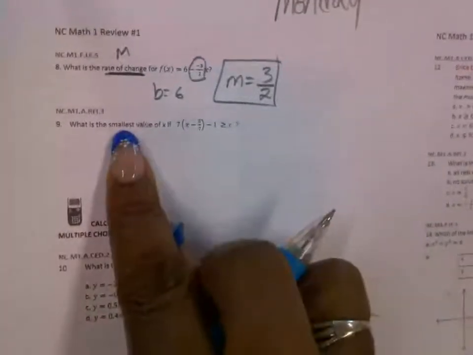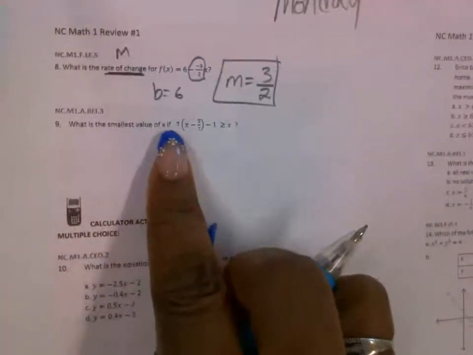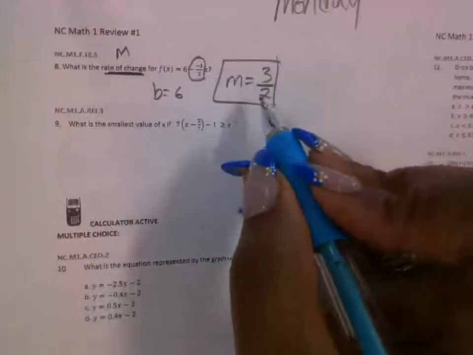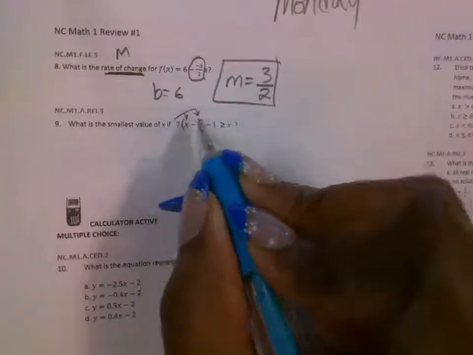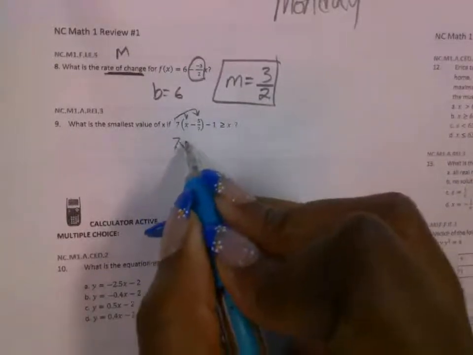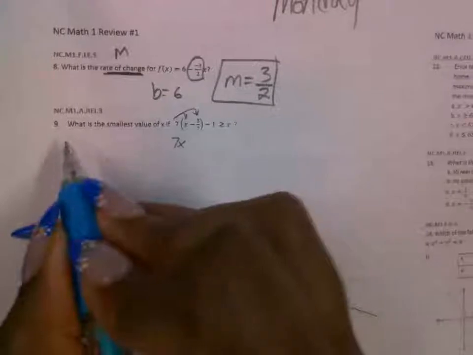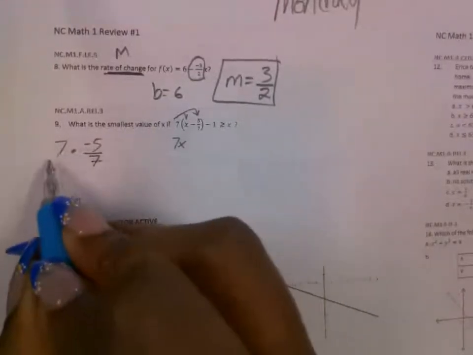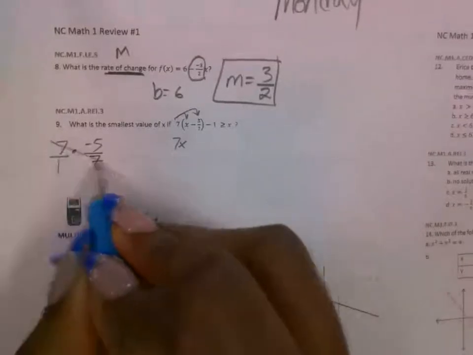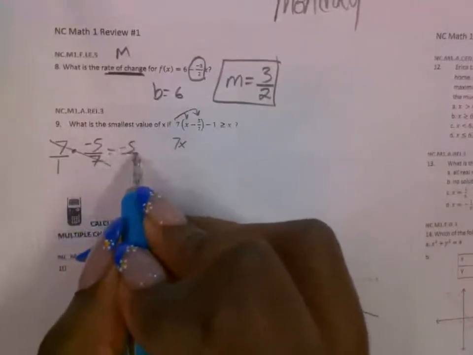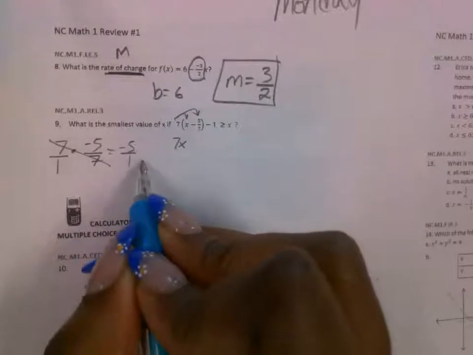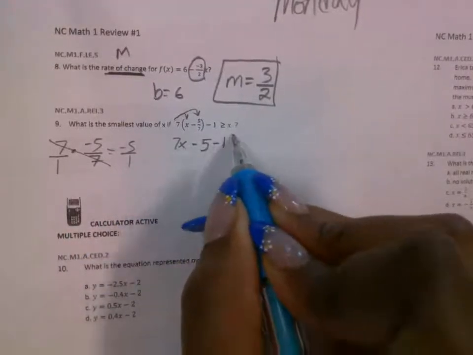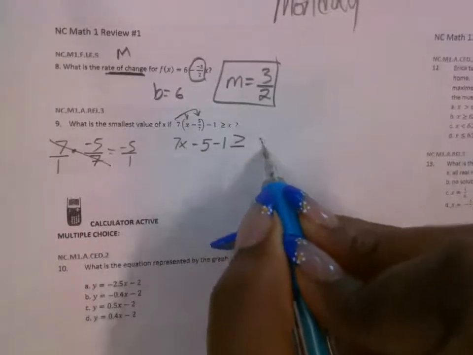The smallest value, what is the smallest value for x? So we're solving for x here. Let's distribute. This is going to give me 7x. When you multiply 7 times a negative 5 over 7, this cancels out and you're left with just negative 5 over 1, which is just negative 5. So this is minus 5 here, minus 1. Bring down the greater than or equal to x.